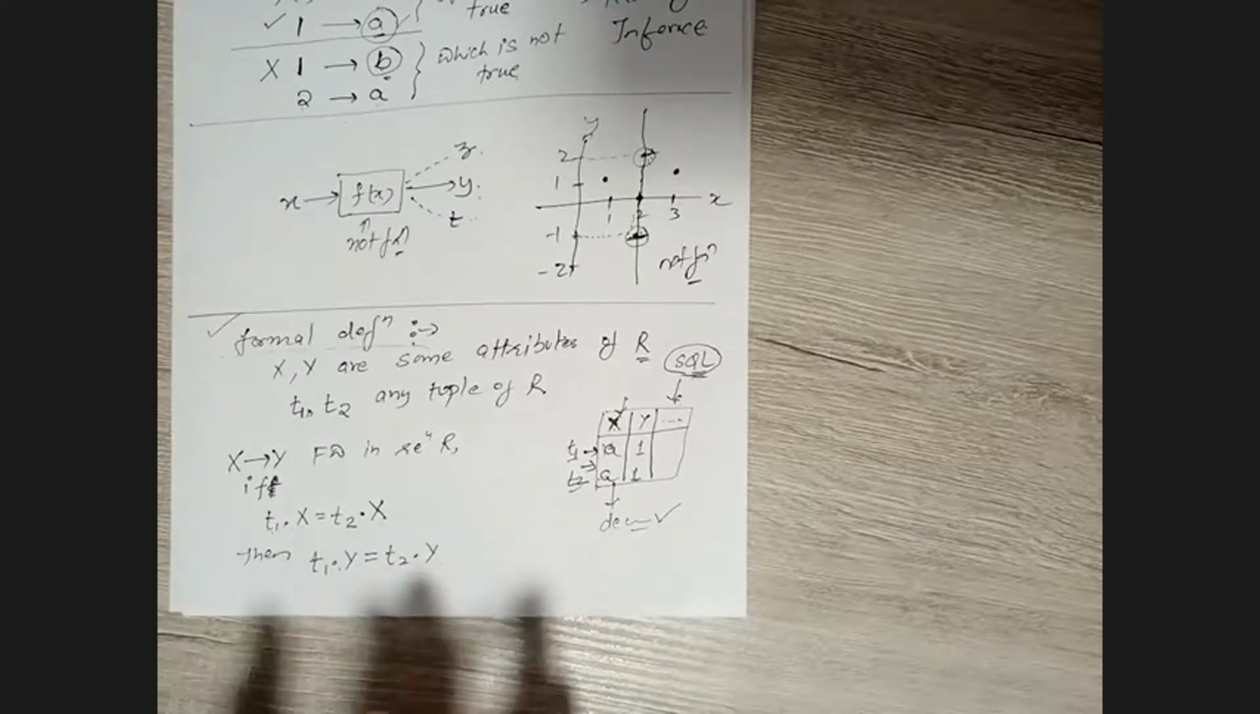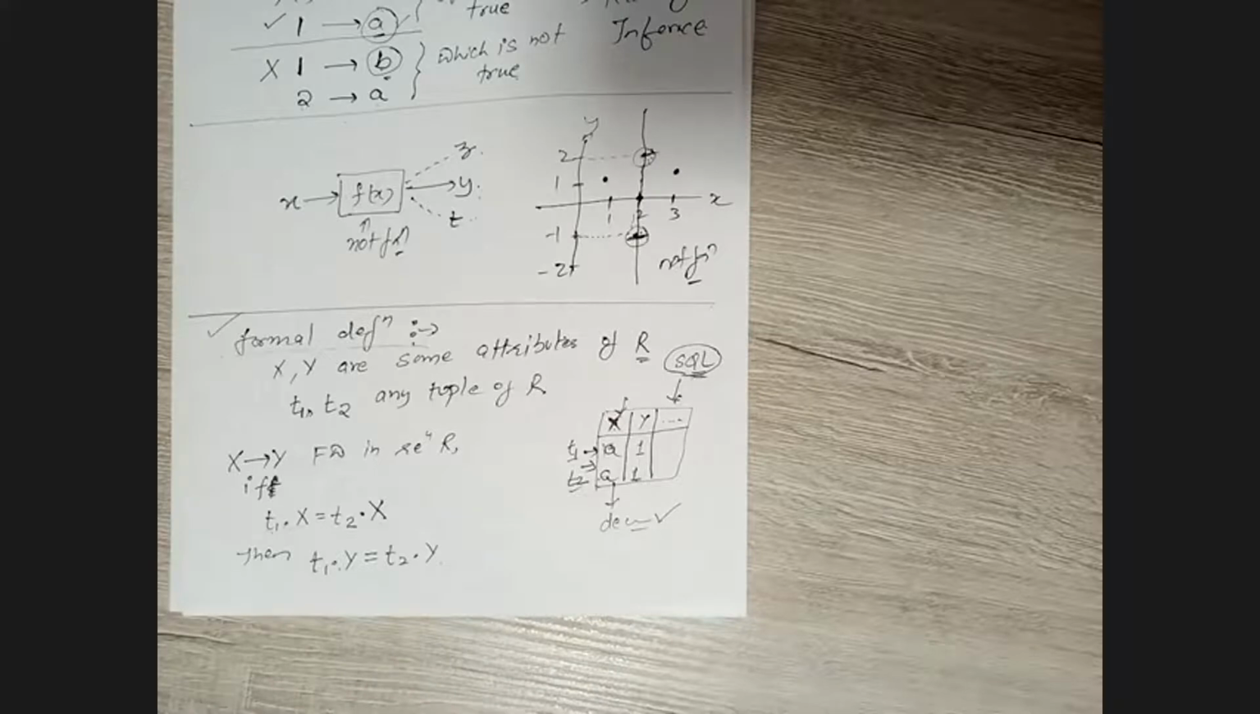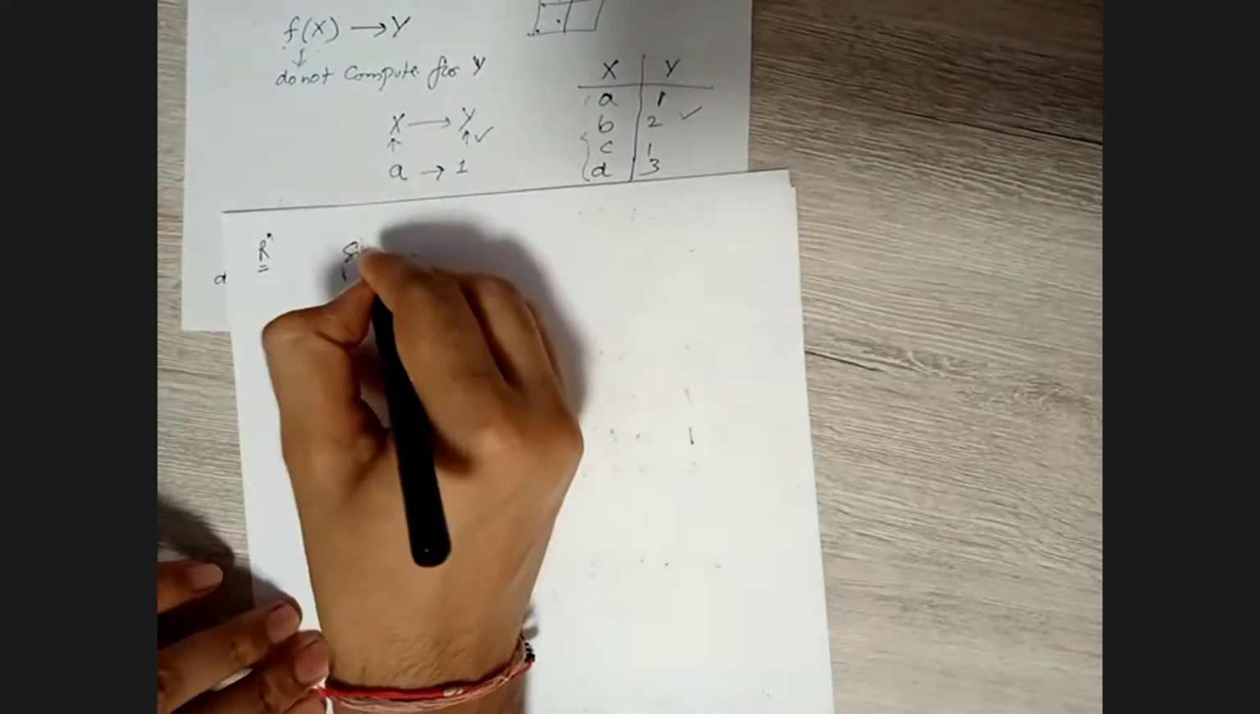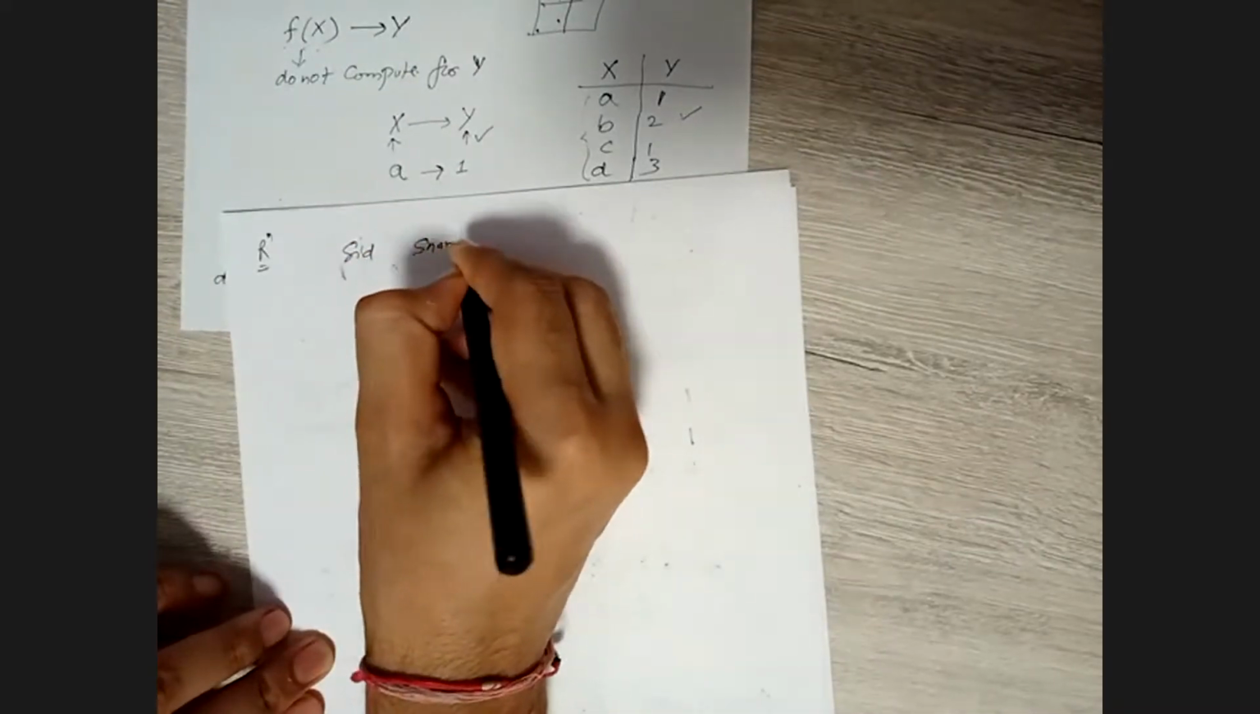So basically this is the definition for your functional dependencies. Let me give some examples. Say I have a relational database table. In this one, I have SID, SNAME, and CID, for example.